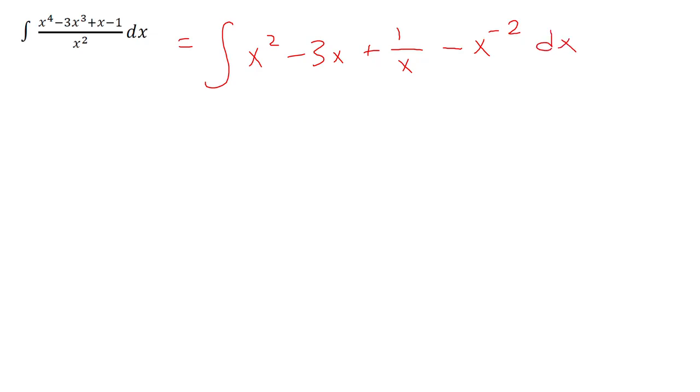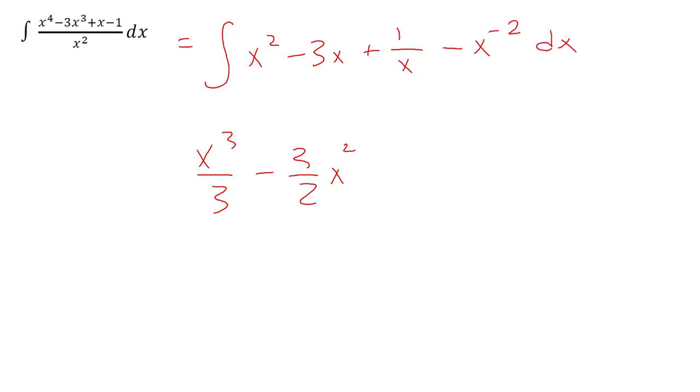And I wrote the 1 over x as it is because normally we see that rule for the integral of 1 over x, because we can't use the power rule on that one. And I wrote the other one as x to the negative 2 because that one normally we will use the power rule. And so as I integrate here, we get x cubed over 3 using the power rule, minus 3/2 x squared using the power rule.